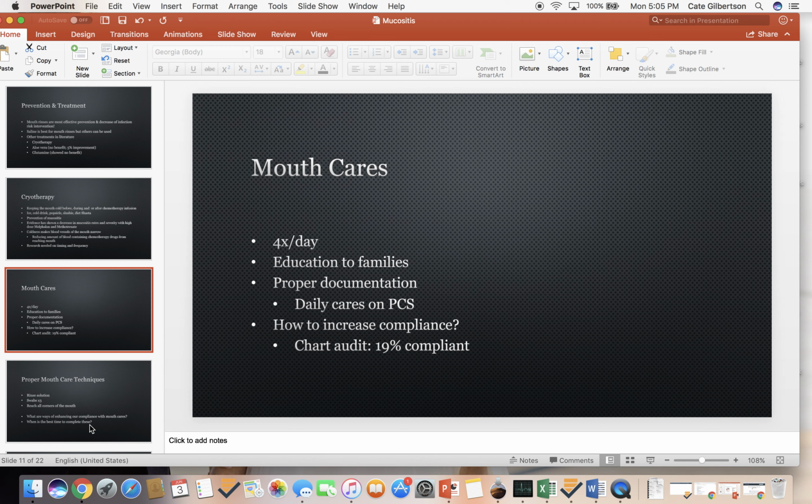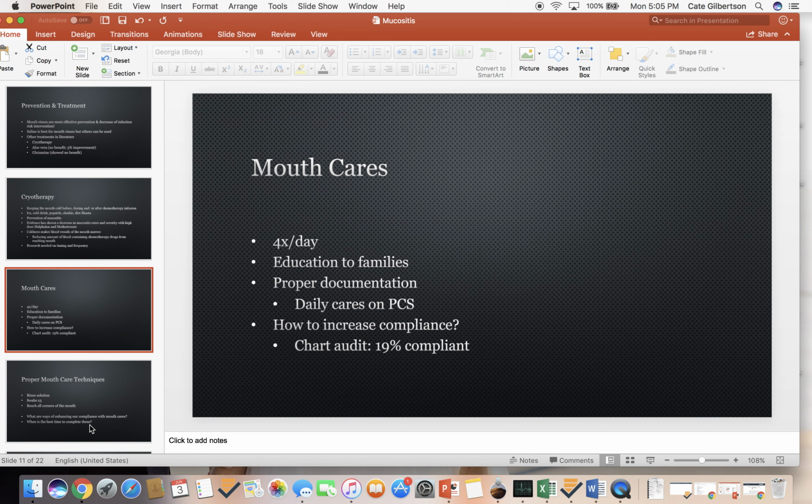We've gotten pretty far from that, where we either forget about it, or we think families are doing it, or they don't want to do it, so we don't want to push them. Our hope is to get closer to the expectation of it and just getting it done, because it really can be valuable to our patients and their outcomes. We'll talk about proper documentation of this on our PCS.